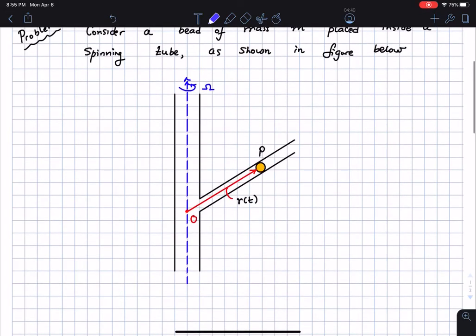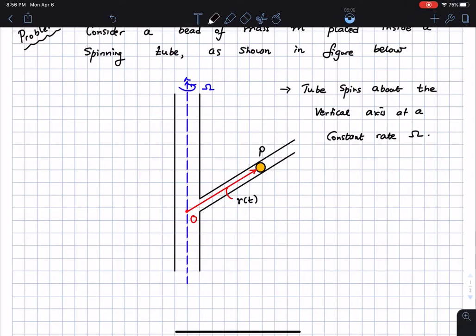So let's write down these details. The tube itself is spinning about the vertical axis as shown. The tube spins about the vertical axis at a constant rate omega. So that's one thing that is given to us.